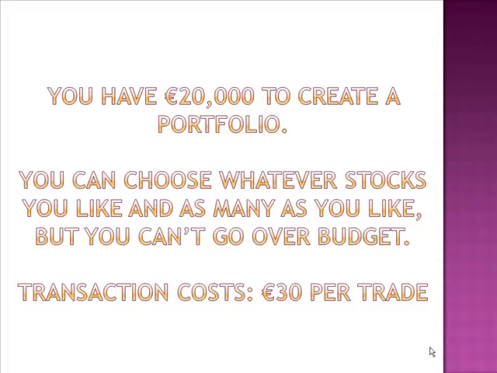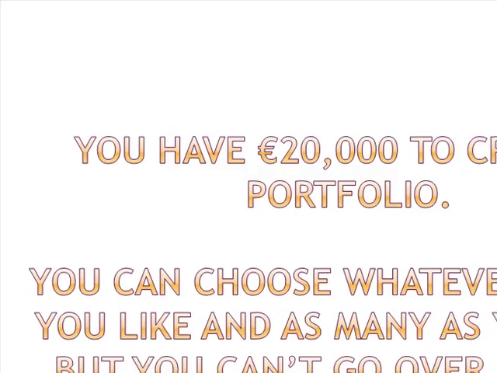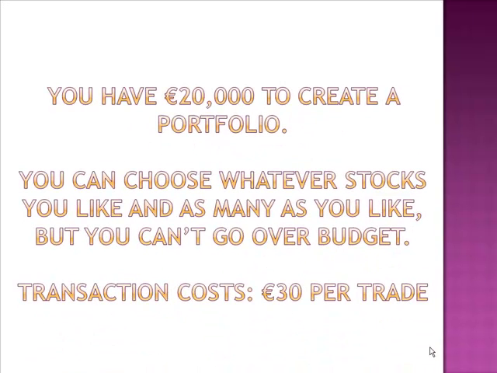So, in the activity, what I did was that I said to the students, you have 20,000 euros to create a portfolio. You can choose whatever stocks you like and as many as you like, but you can't go over budget. And the transaction costs are 30 euros per trade. Now, if you are an investing adult, obviously you can't go over your own budget either, and you have already paid your transaction costs. You have as much as whatever you have in your portfolio. So let's go from there.